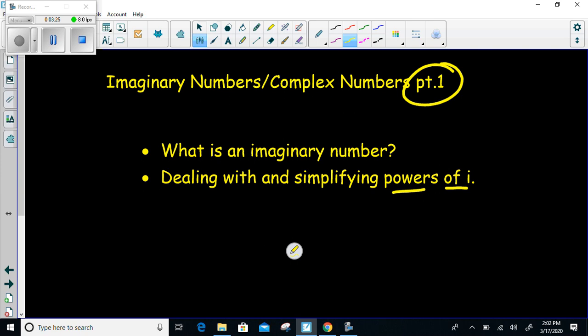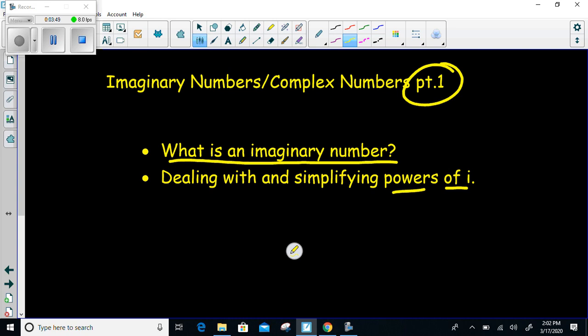But before we really talk about that, we really need to understand what is an imaginary number. So that's going to be the first part today. And then after we do that, we're going to learn how to deal with various powers of i. The second video in this series, and there are only going to be 2 that deal with imaginary numbers, is literally dealing with operations. Adding, subtracting, multiplying, and dividing, and how to do those things with imaginary numbers.